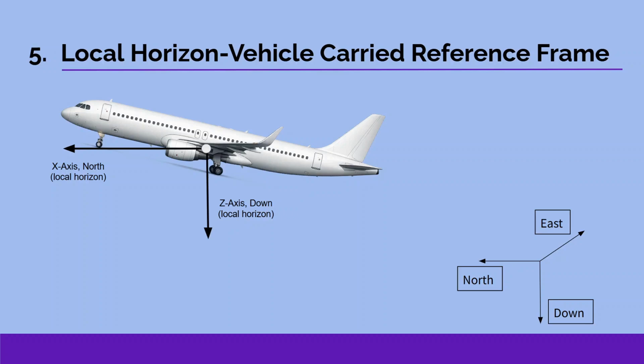It will translate with the aircraft, but it won't rotate with it. Its axes will point in the exact same direction as the inertial frame axes, and that is north for the x-axis, east for the y-axis, and down to the center of the planet for the z-axis.